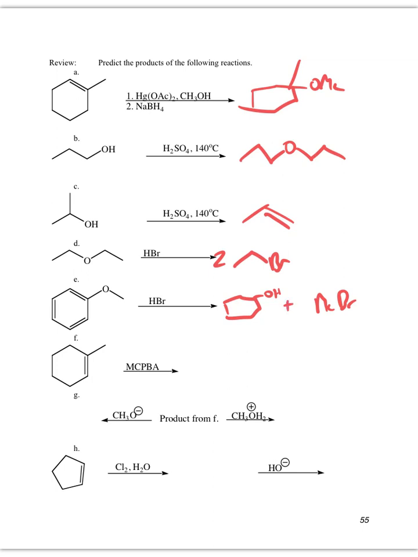In the next one, we have the aromatic ring with the oxygen off of it. We can't do anything to that. We're going to get phenol out of that, and then we're going to get the methyl bromide.